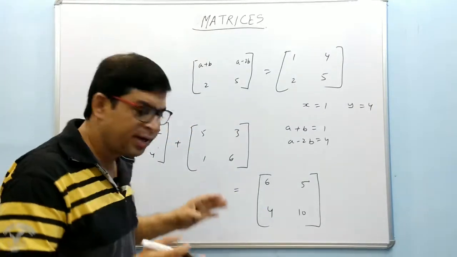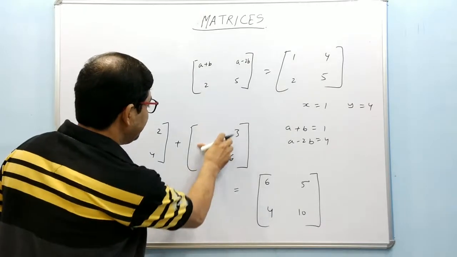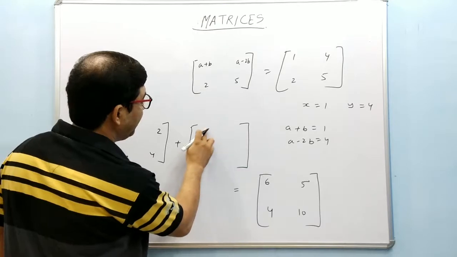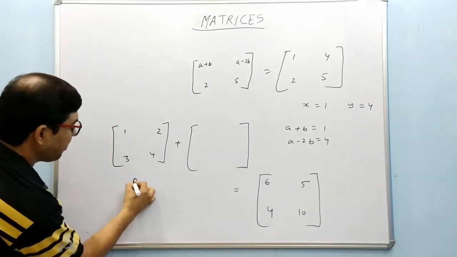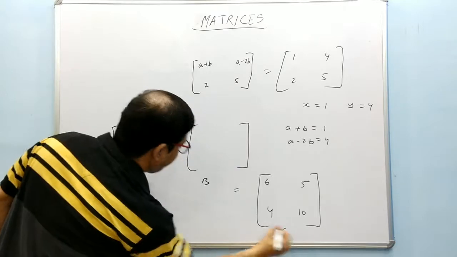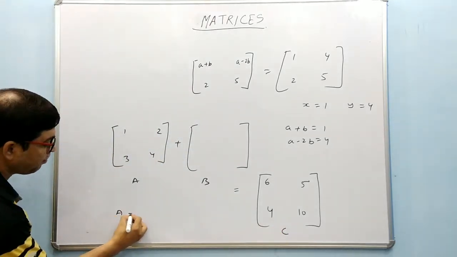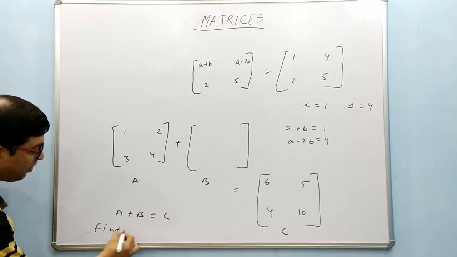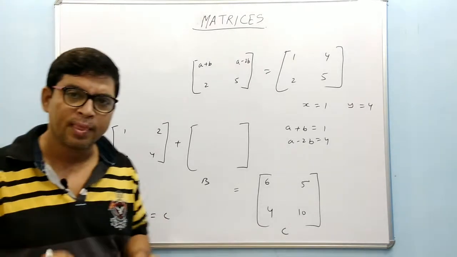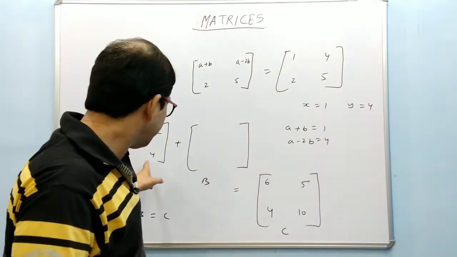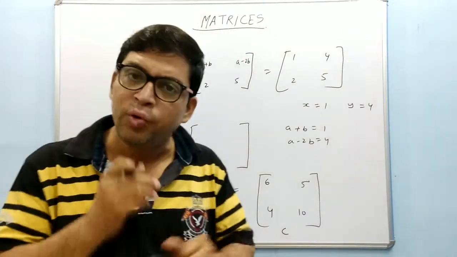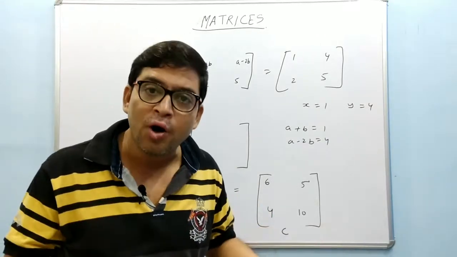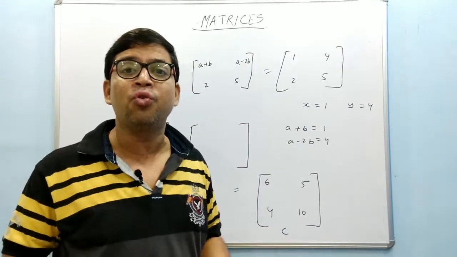Suppose I need to find a matrix. This is the resultant and this is given, and we need to find this matrix. This is A, this is B, this is C, and it is given that A plus B is equal to C. Find B. If I need to find B, what will I do? I have seen that matrix A is of order 2 into 2. C is also of 2 into 2. So the order of B will be 2 into 2.